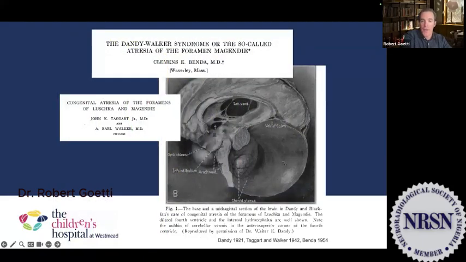The Dandy-Walker malformation was first described, but not named so, by Dandy in 1921 and then by Walker in 1942, and the term was coined by Benda in 1954. Dandy actually thought that the Dandy-Walker malformation was caused by an atresia of the foramen of Magendie, so he basically thought it was a Blake's pouch cyst, and Benda thought it was a form of rachischisis. So they were all incorrect, but they still carry the name.